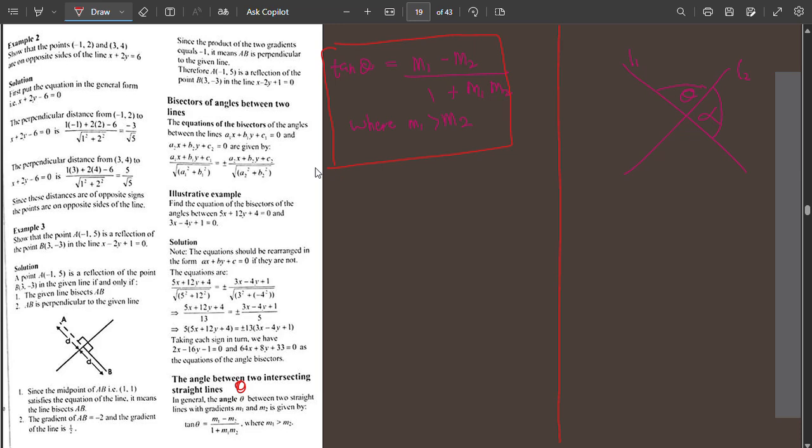So when m1 is greater than m2, then we use this. In case m2 is greater than m1, then we'll have to turn it around. So depending on which one is greater, if m1 is greater, it comes first. If m2 is greater, it comes first.